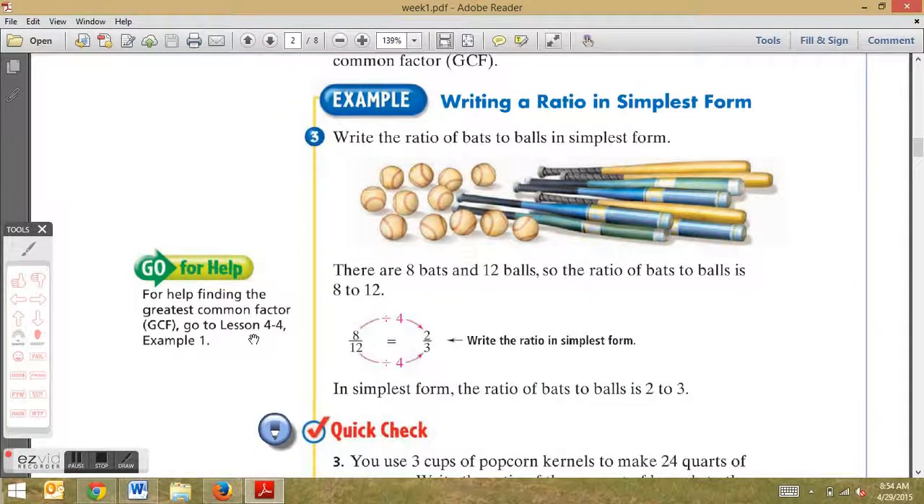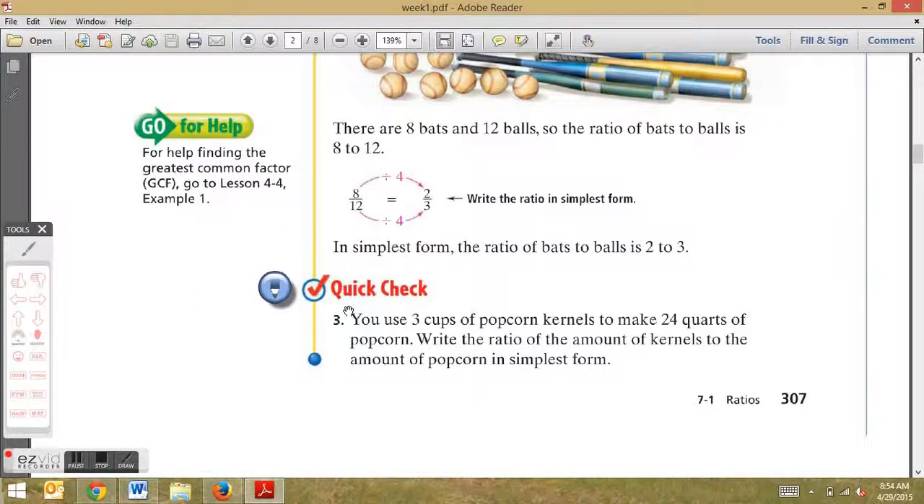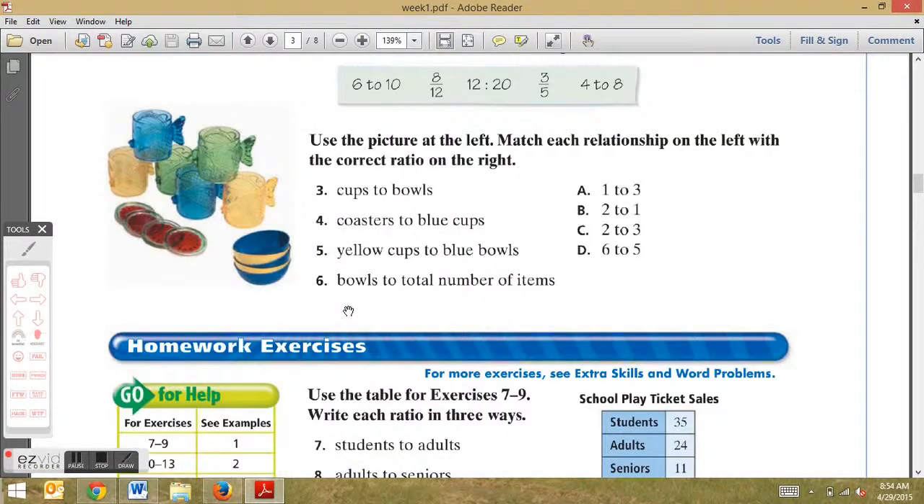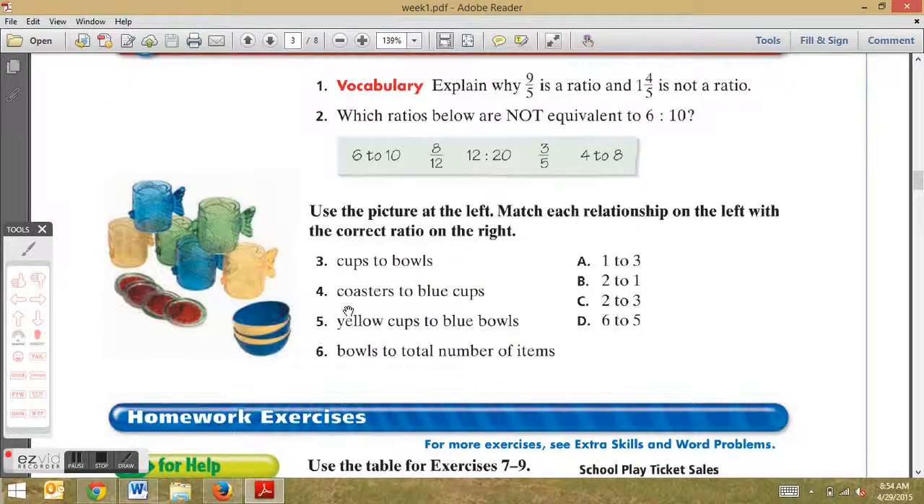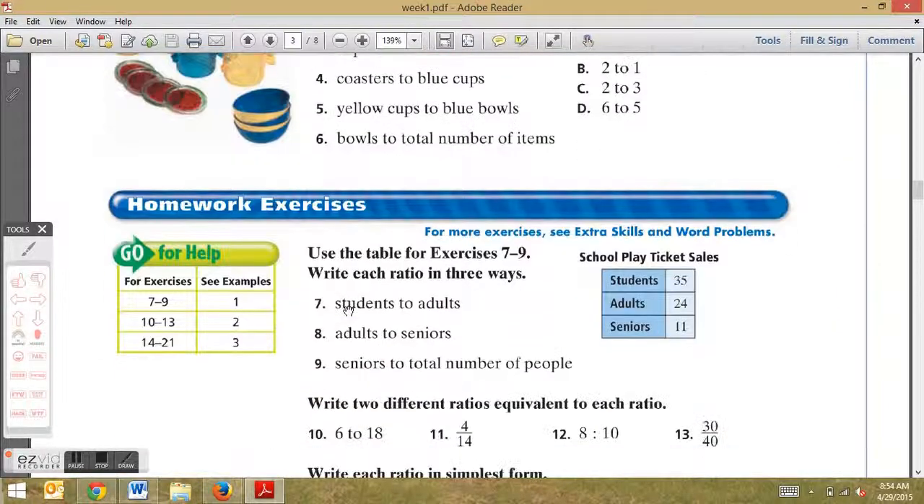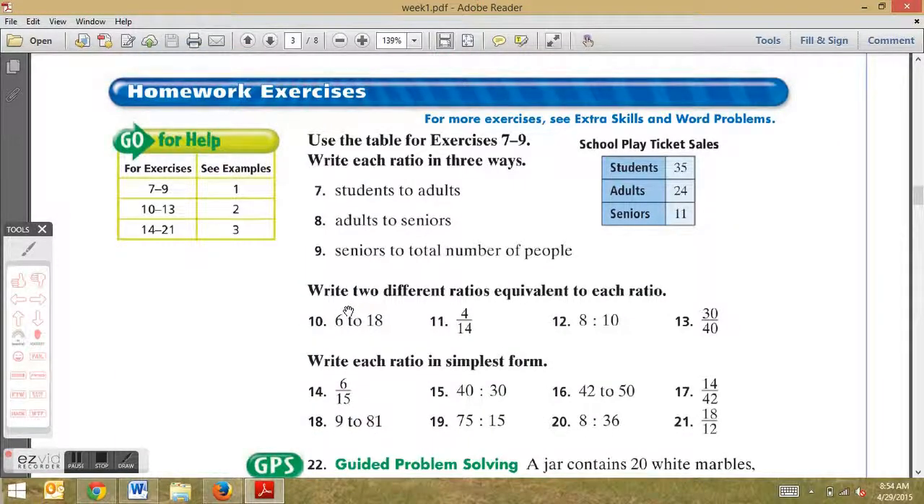they have another example, which is writing a ratio in simplest form, and that's just where you would divide it. Again, it's kind of like simplifying a fraction, and then it also has the quick checks down at the bottom. At the end of each unit, you're going to have a check your understanding. Sometimes I refer to it as the CYU, and then you have homework exercises. The homework exercises are generally the problems that you're going to have to do for your discussion board.